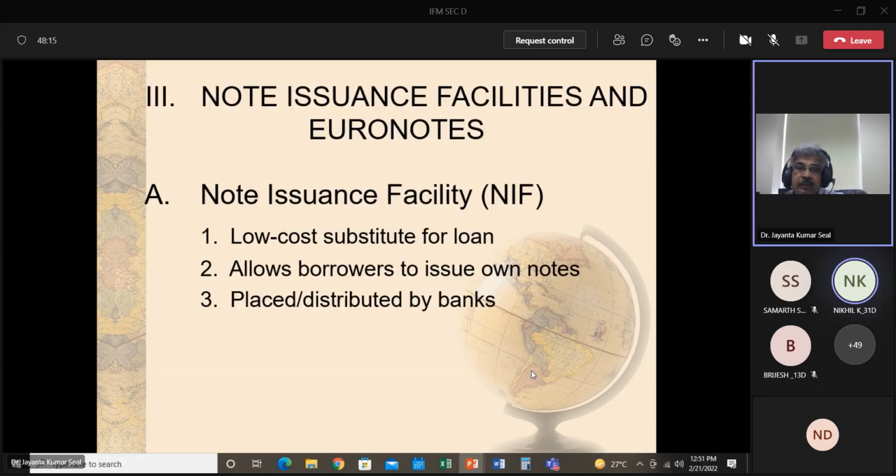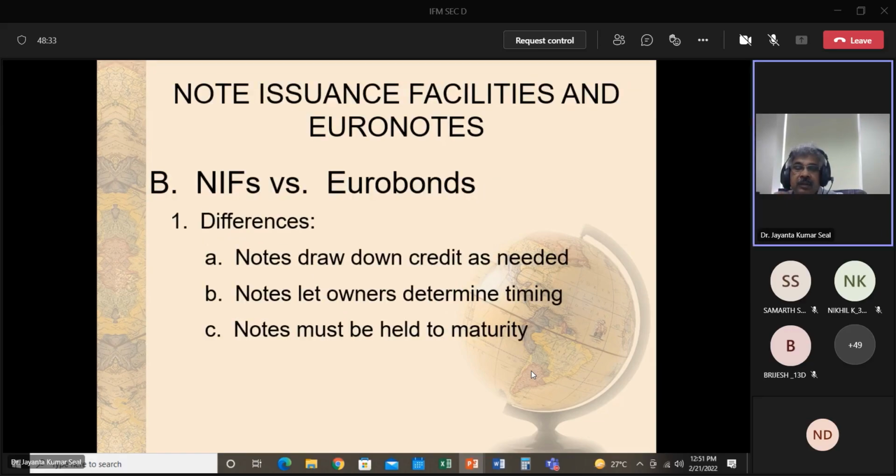This is another substitute instrument, the note issuance facility. It's a low-cost substitute for a loan, allowing the borrower to issue its own notes, distributed by banks. I will go over this again at the last. Note issuance facility versus Eurobonds, what are the differences? Notes, drawdown, credit is needed, etc. Indian banks and Indian financial institutions either go for bonds or they go for loans.